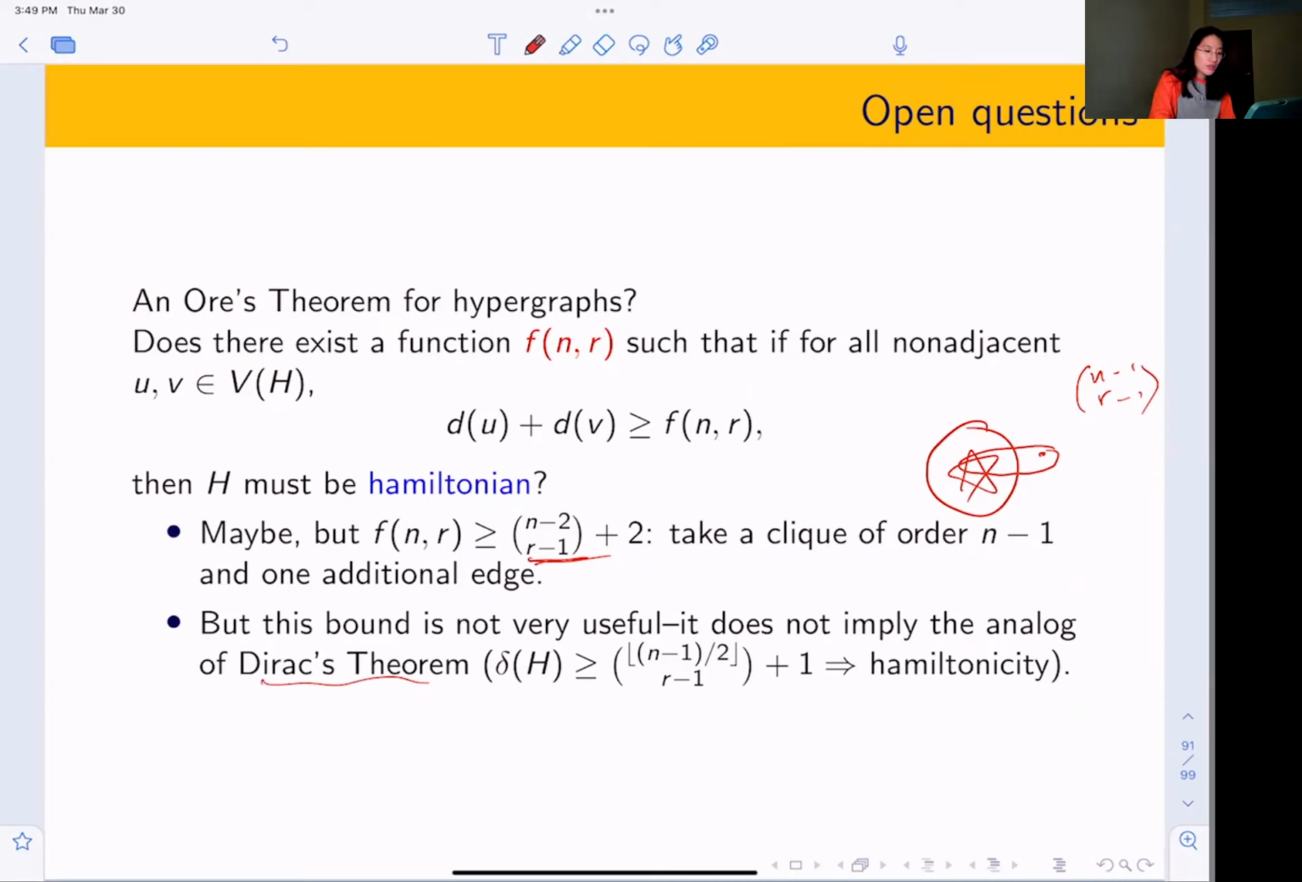So what I showed earlier is this version of Dirac's theorem where I'm looking for Hamiltonian Berge cycles. The bound we need is like (n-1)/2 choose r-1. So this quantity is smaller than what we have here by roughly a factor of 1/2 to the r-1 again. And that's just because we have this binomial coefficient, which is growing very large.